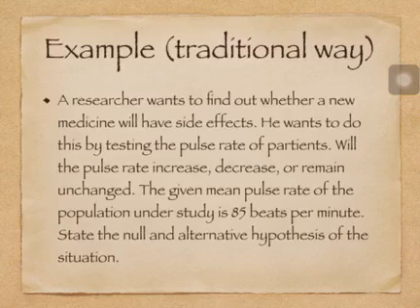The given mean pulse rate of the population under study is 85 beats per minute. And then state the null and alternative hypothesis of the situation. In this example, you will notice that the population mean was given, which is 85 beats per minute. And we are going to create a hypothesis based on the given problem.